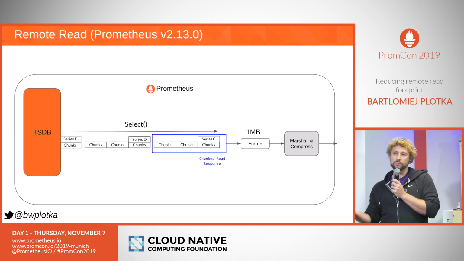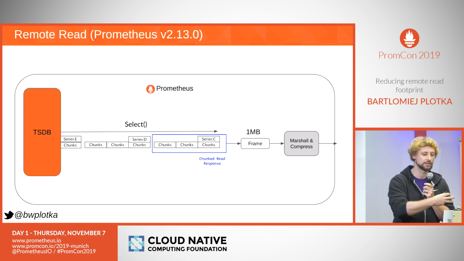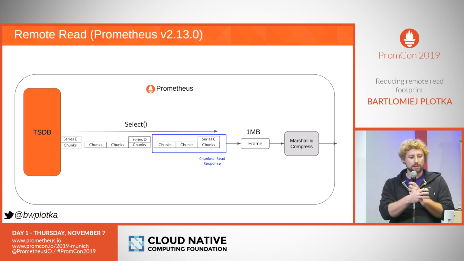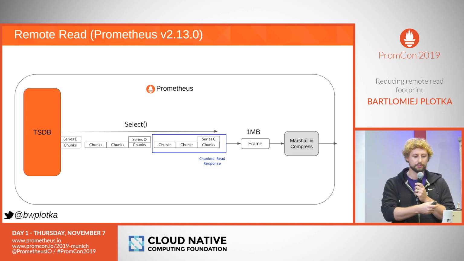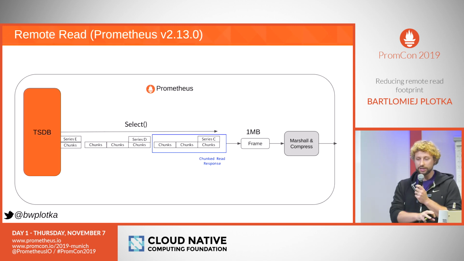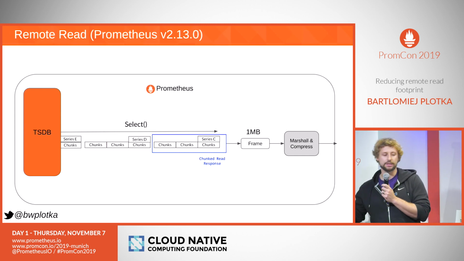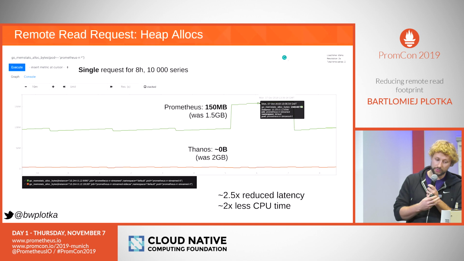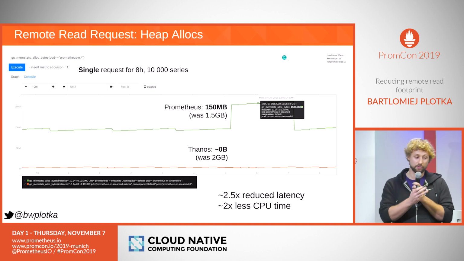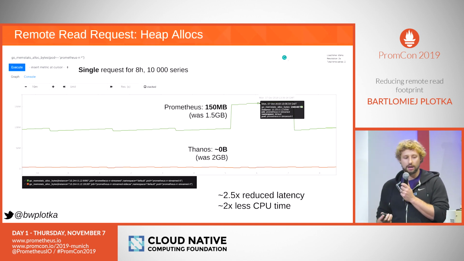So what we can now do, we can stream directly through all the steps. We select and we grab all the series, series by series, and for each we frame it, marshal, compress, and send it. What's the outcome? We reduced the amount of memory for the same request enormously.